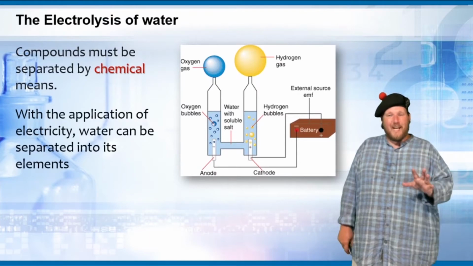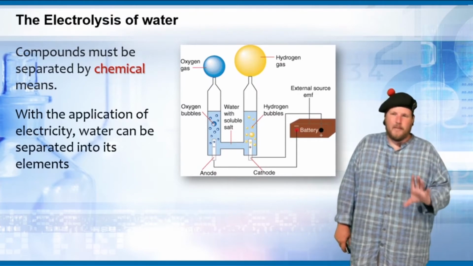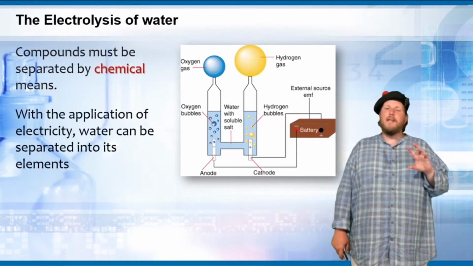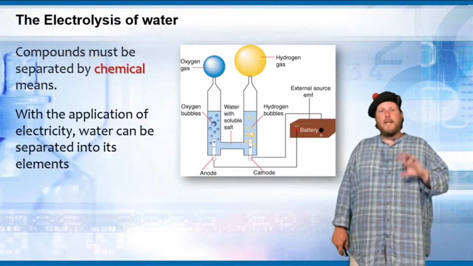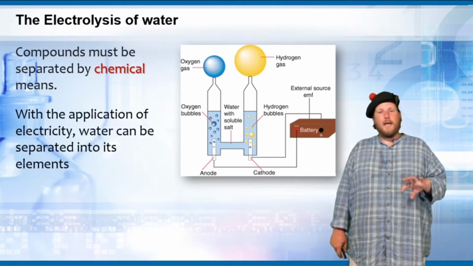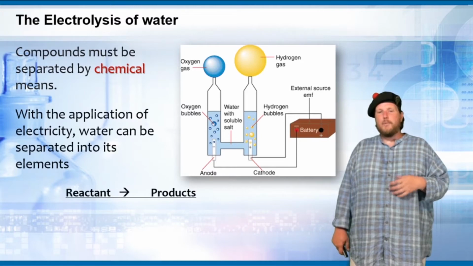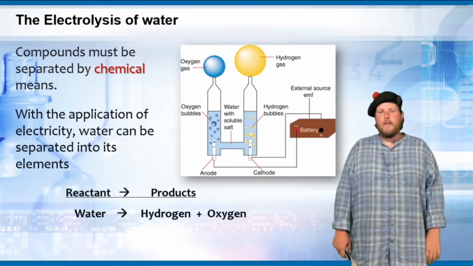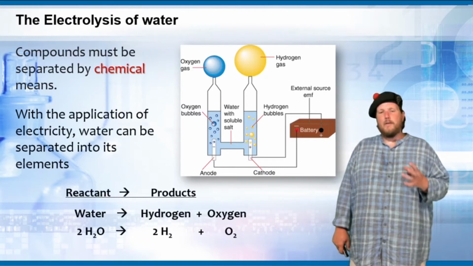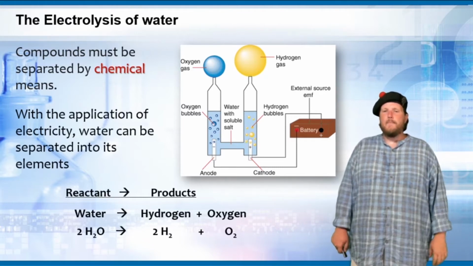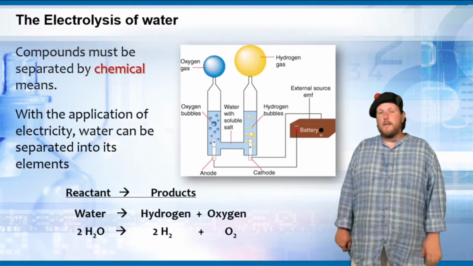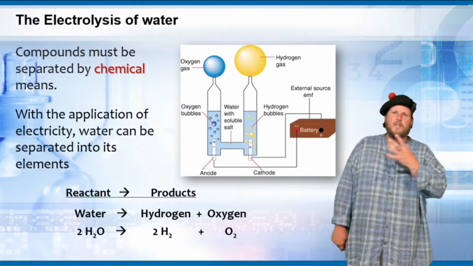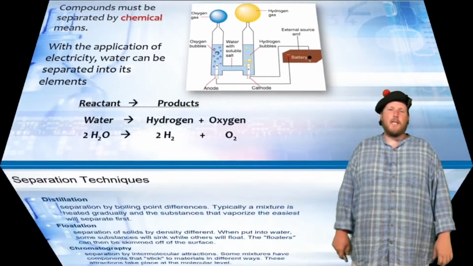Electrolysis, this is actually a type of separation, but it's a chemical process, not a physical separation. So it is used to separate things by chemical means. For example, you can separate water into hydrogen and oxygen. Water becomes hydrogen and oxygen with a little bit of electricity put through it. You get to separate those. But this is not a physical separation. You're actually performing a chemical change here.